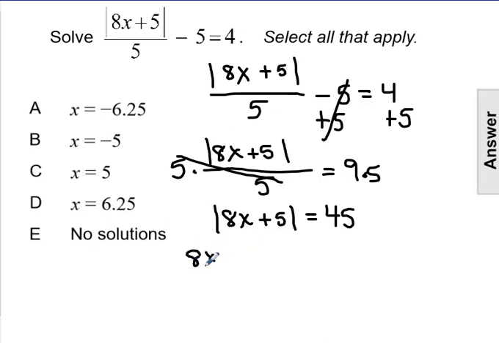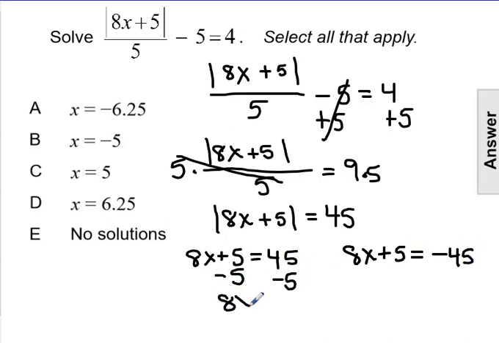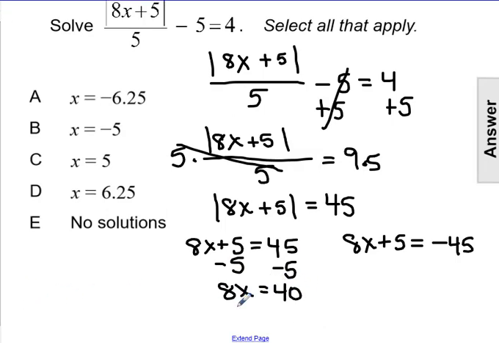We can then use our property of absolute value to split into our two different situations, where first we have that 8x + 5 is equal to 45, but we also have 8x + 5 is equal to negative 45. We'll then subtract 5 from each side. So 8x equals 40, and divide by 8 in the first equation to give our first solution of x equals 5.